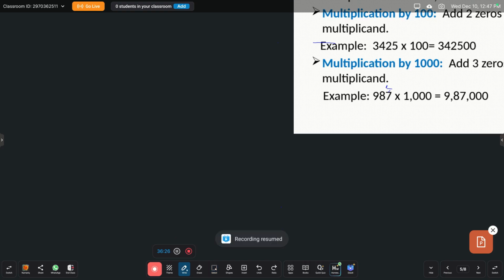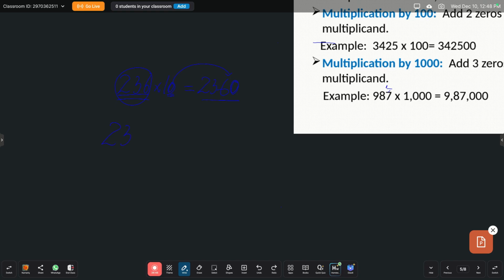Okay, beta. So I told you that if your number is 236 and you have to multiply it by 10, so what will be your answer? Our answer will be this multiplicand, that is 236, and then I have to add 1 zero. Why? Because 10 has only 1 zero. I have to put this 1 zero to the right side of this multiplicand, and this is my product.